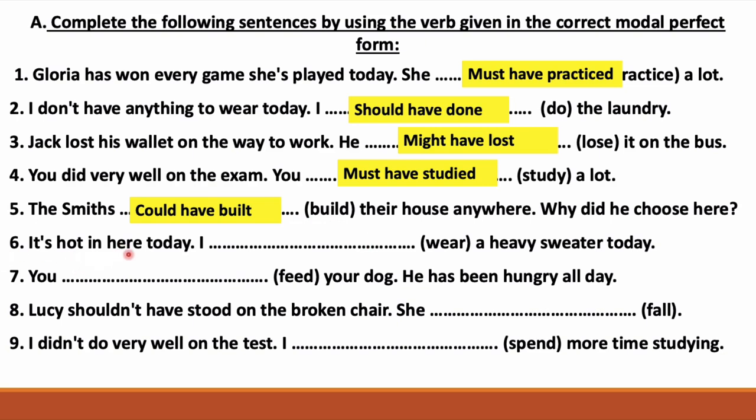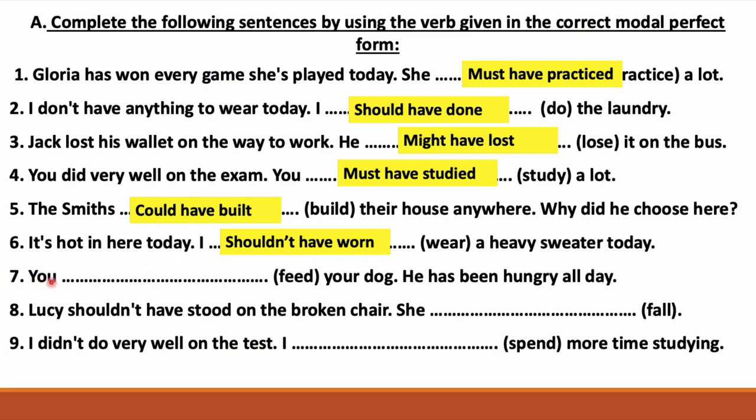Six: it's hot in here today. I wear a heavy sweater today. So I needn't, or I shouldn't. Yes, it is I shouldn't have worn a heavy sweater today. Or I needn't have. It is also correct. It was not necessary, but I did it. Or it was foolish for me, or it was wrong for me to do the action. That's why I shouldn't have worn a heavy sweater today, but I did. It was wrong of me, but I did.